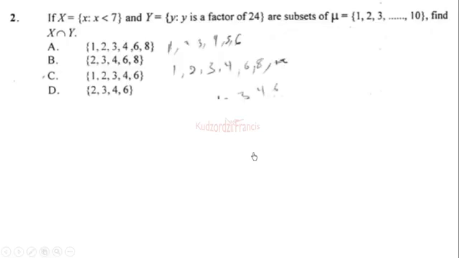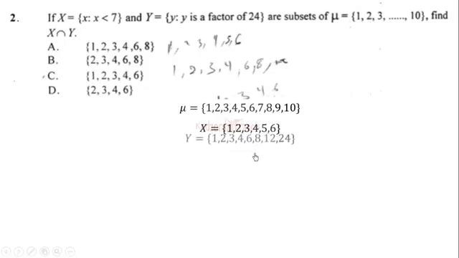2. If X is equal to x such that x less than 7 and Y is equal to y such that y is a factor of 24 are subsets of mu is equal to 1, 2, 3 up to 10, find X intersection Y. So we know that the universal set has these elements, the set X also has these elements, so we are assuming that x is an integer.